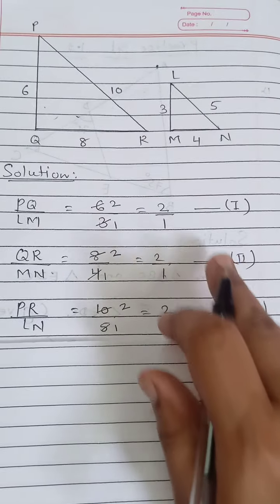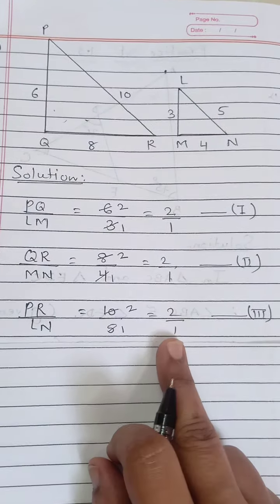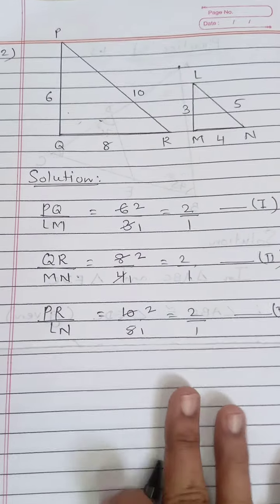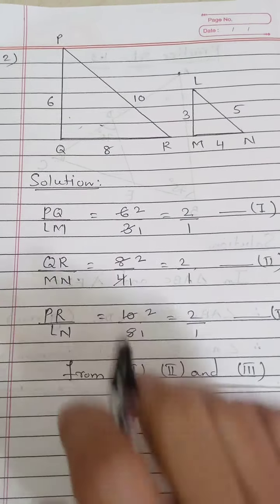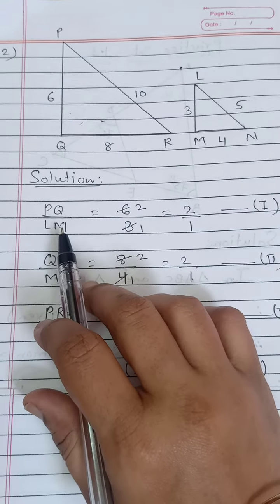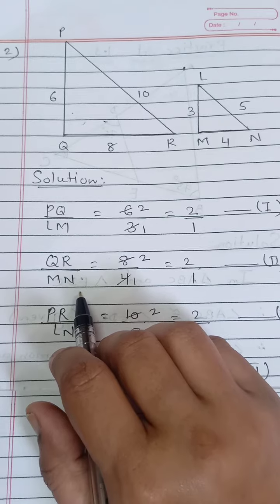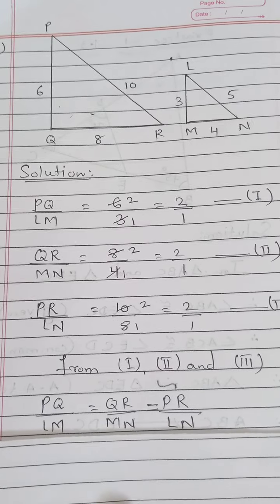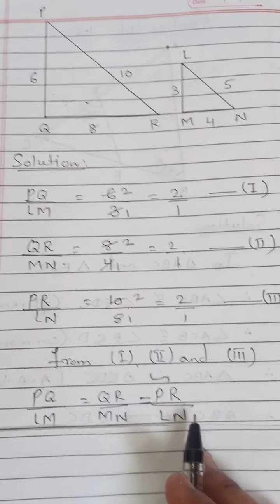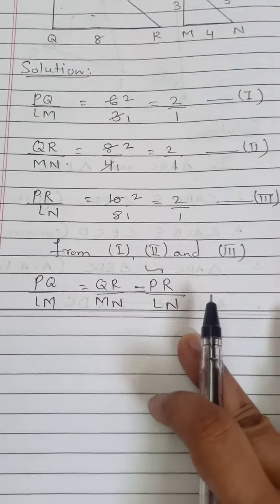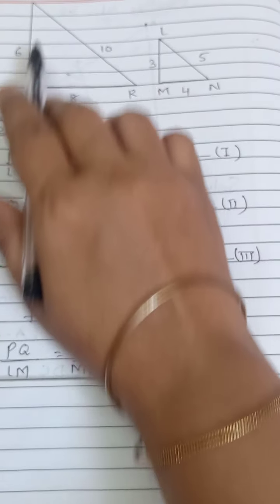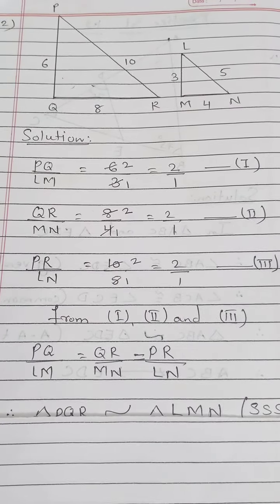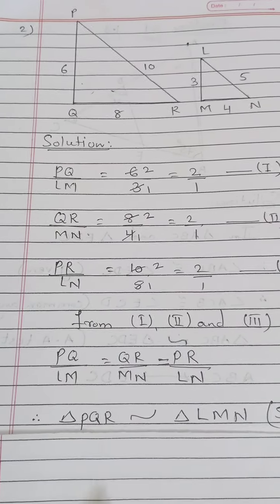Now whenever you observe equations 1, 2 and 3, they have the same answer. That means the ratios of the corresponding sides are equal. So we can write from equations 1, 2 and 3, the ratio PQ upon LM is equal to QR upon MN is equal to PR upon LN. So I have taken all three ratios. If the ratios of the corresponding sides are equal, these two triangles will be similar to each other. The first triangle is PQR and the second triangle is LMN. So we have to write that triangle PQR and triangle LMN are similar to each other.